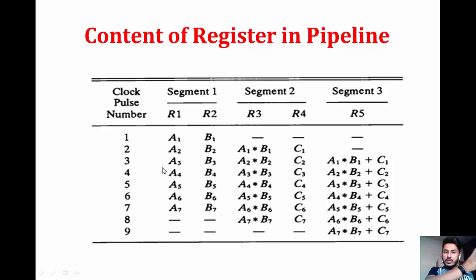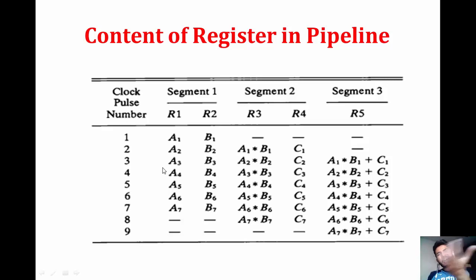Okay, so the first data, A1 and B1, is inputted in segment 1, it is transferred to segment 2, where multiplication will be done, and the C1 value is given to R4, and then it will be forwarded to segment 3, where segment 3 will add the multiplication of R3 and add R4.